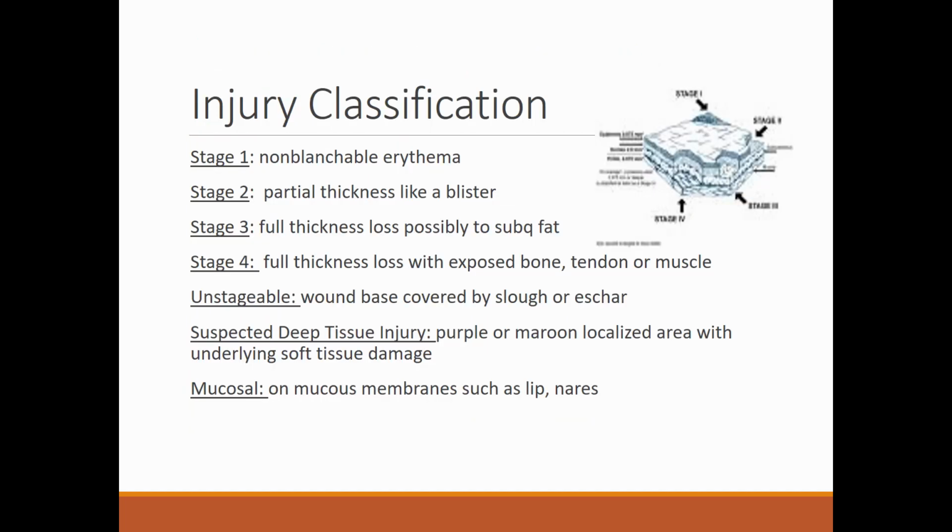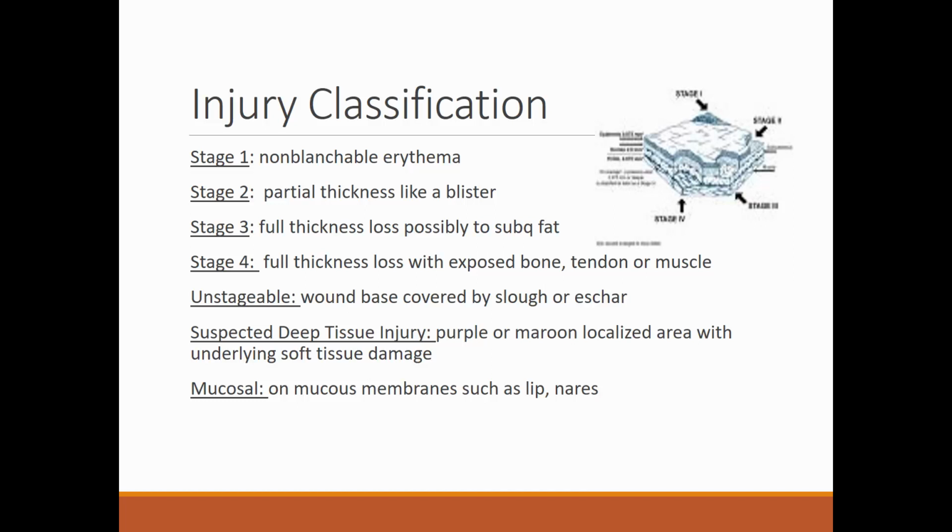Ulcers are classified as stage 1, 2, 3, 4, unstageable, deep tissue injury, or mucosal. Stage 1 is non-blanchable and injury can be reversed. Stage 2 is a partial thickness loss, such as blistered skin. Stage 3 is a full thickness loss and often goes to the subcutaneous tissue.